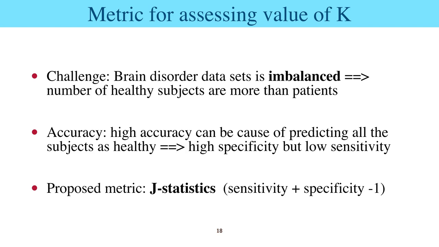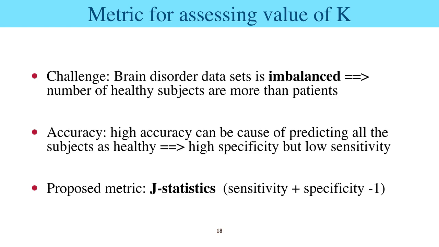The reason is that when classifying brain disorders versus healthy subjects, the datasets are usually imbalanced, which means that we have more healthy subjects than patients. If we consider accuracy as our assessment measure, our classifier probably tends to predict everyone as healthy and gives us a good accuracy, but sensitivity in this case is really low and sometimes equal to 0. So this is not a good measure for our model selection, or in our case, for assessing each value of k for KNN.